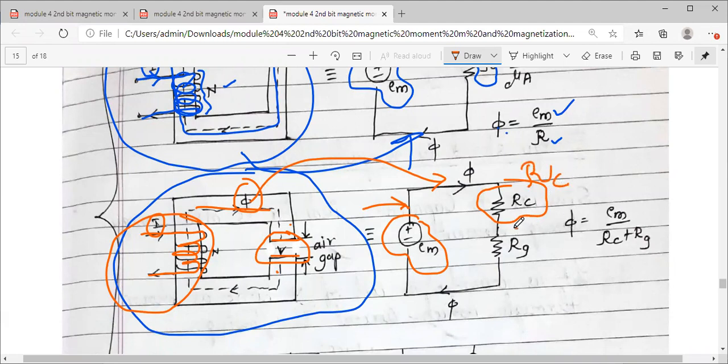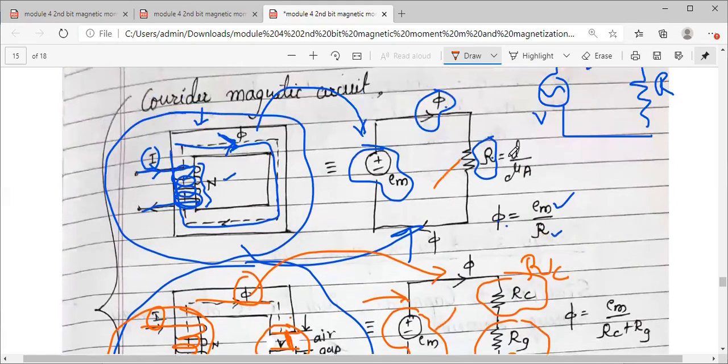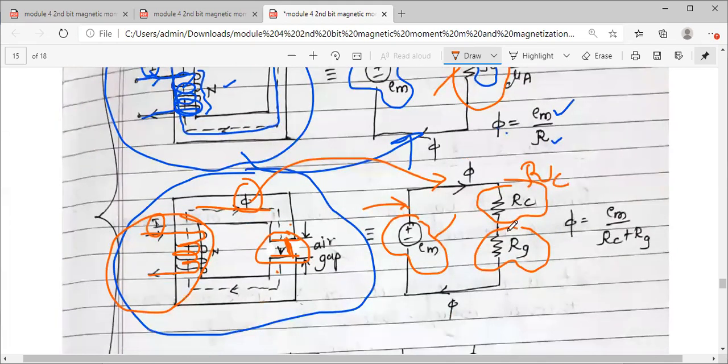Now there exists one more opposition offered because of this existence of the air gap, and that is reluctance due to the air gap. G indicates gap. So you can see the difference between the first circuit and the second circuit. First circuit में सिर्फ एक reluctance है, that is because of the core, okay, because of this electromagnet. But in the second case, there are two reluctances.